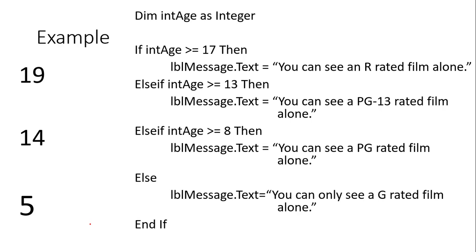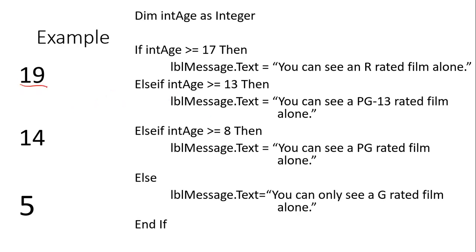So I have dim int age as integer, and I'm going to say if int age is greater than or equal to 17, then I'm going to display, you can see an R-rated film alone. Then I'm also going to check to see, is int age greater than or equal to 13? If that's the case, I'm going to display PG-13 film. Then I'm going to look for greater than or equal to 8. I'm going to say you can see a PG rated film alone, and if none of those work, I will only say that they can only see a G rated film. So let's make sure this code, A, runs correctly, and B, let's see what these display.